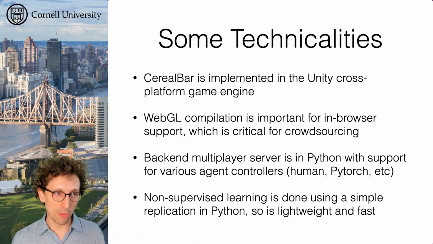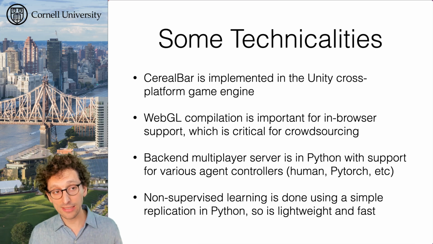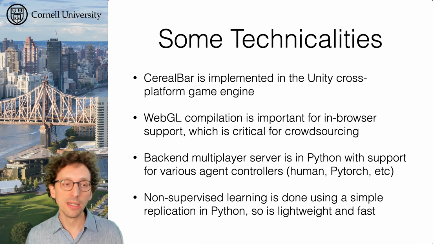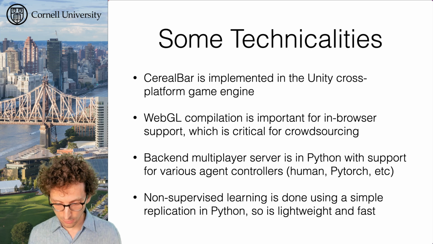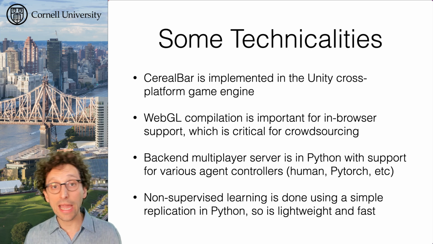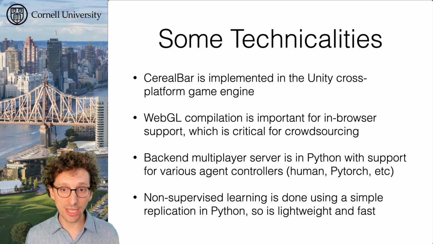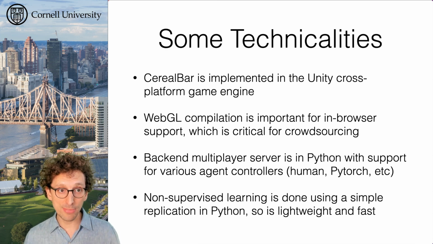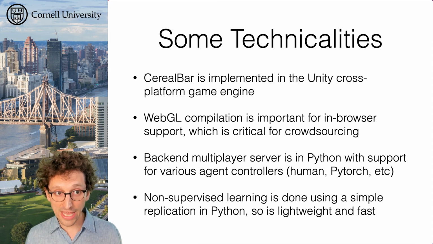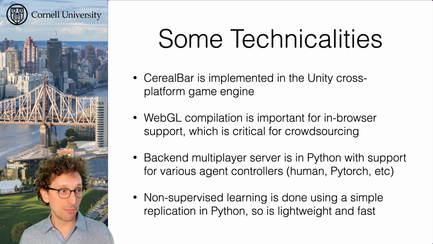In the backend, we have a multiplayer server implemented in Python with support for various agent controllers. One of them is the game connecting with a human operator, a human player, and this is what we do during crowdsourcing, for example, and in more recent work when one of the agents is a human and the other is a model. It can be a neural network model like in PyTorch, or basically anything that you can run on the backend side. It doesn't even have to be in Python because the API allows you to connect over sockets to the server and replace the agents that you're using.